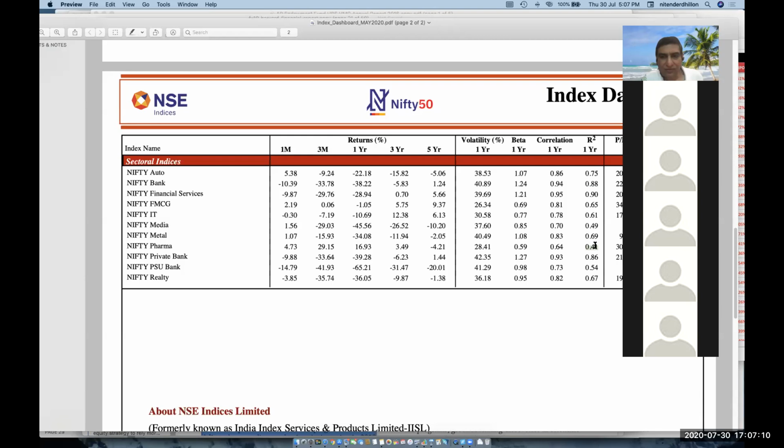Only 31% of the variance in Nifty Pharma is explained by the variation in Nifty 50. Sir, 41%, sorry. 60% of variance cannot be explained. Exactly. So 60% of the variation in the returns of pharma from their mean returns cannot be explained by the Nifty 50, of which only 40% is explained. So 60% is not explained, which means we need to figure out where that 60% is coming from.